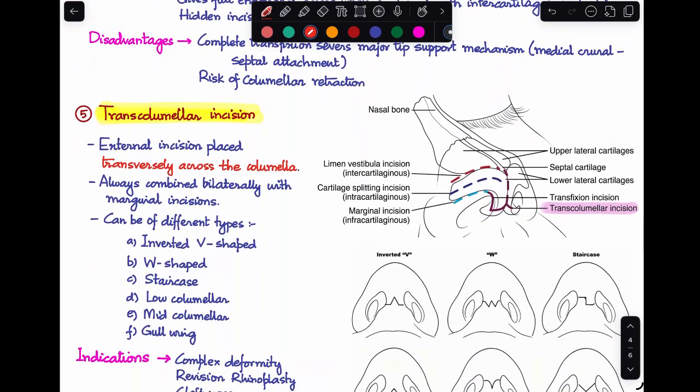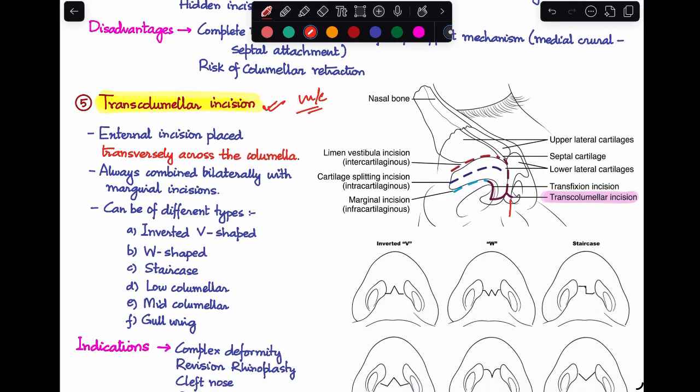Next, we move on to the two incisions that we are going to talk about under external or open rhinoplasty. The most common one that we use is the transcolumellar incision. If you look at the image over here, this is what the transcolumellar incision looks like. This is the columella, right? We place an external incision transversely across the columella, and this is commonly combined bilaterally with the marginal incisions inside the nose.